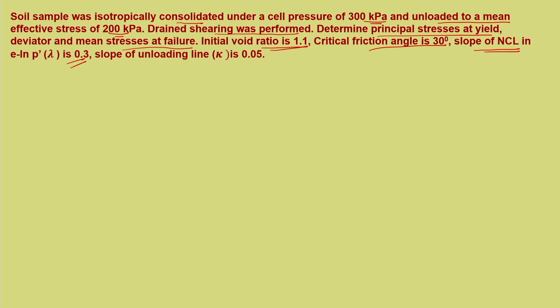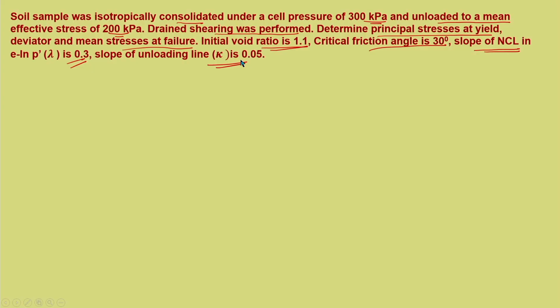Only thing is there will be the scale difference of 1 plus e. Here, please note in the question it is given that lambda and kappa correspond to the slope in the e-ln p dash plot. So you can go ahead with the y axis taken as e instead of specific volume v. I would just like to show you this as well. You need to see the question properly, and for lambda and kappa, do not go by the blind understanding that it is always related to specific volume v.